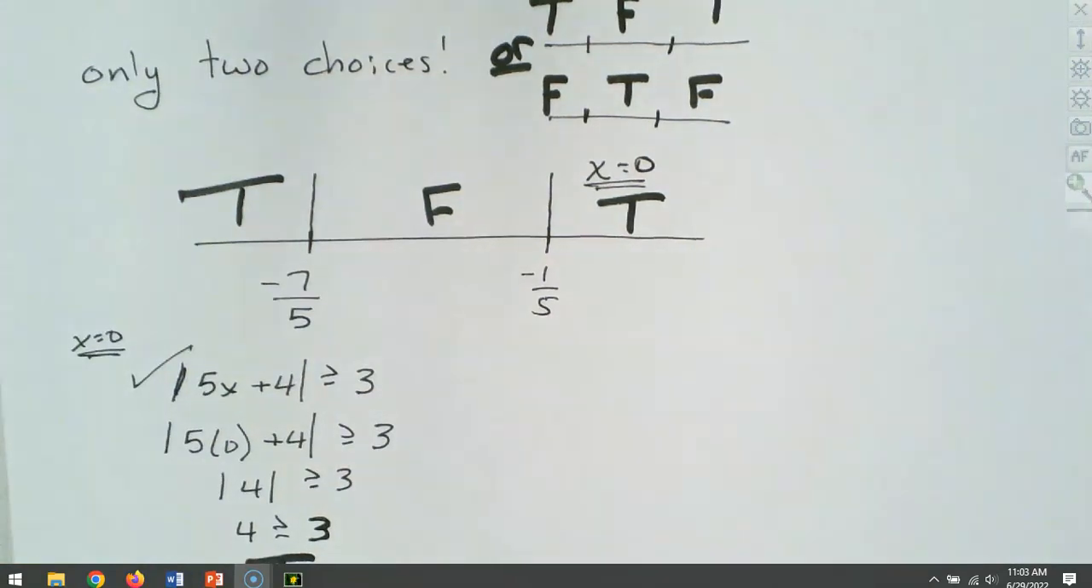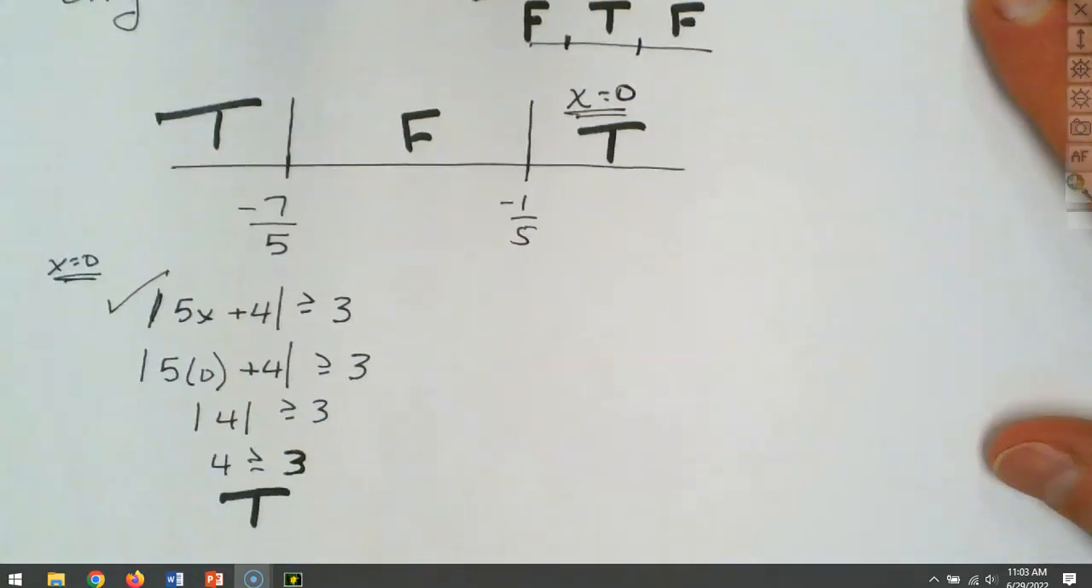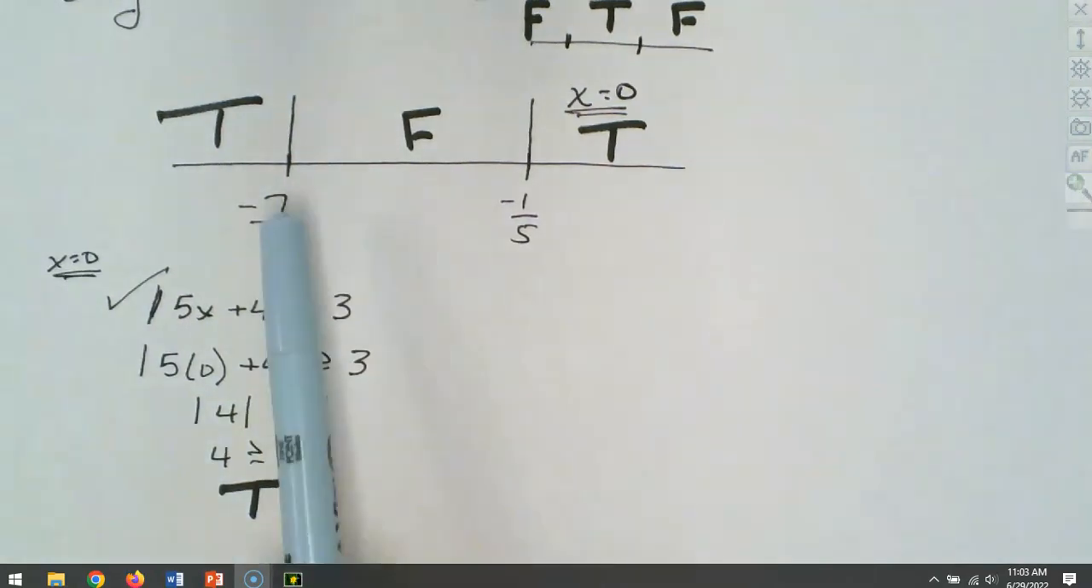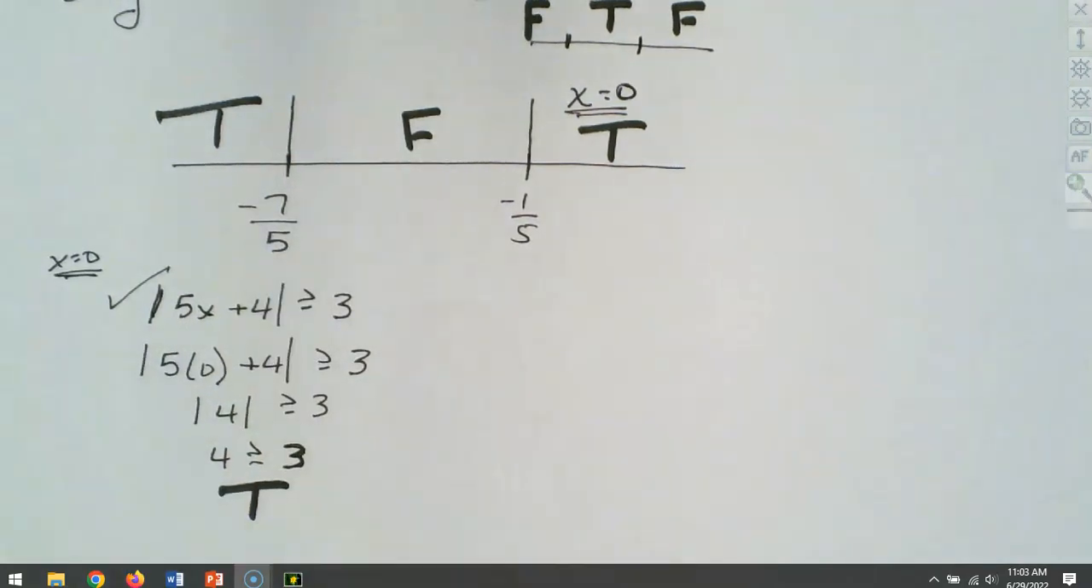We don't have to check any other regions. All we have to check is 0. That's it. Unless somehow you got 0 as one of the points, and then you'd pick a different number. But that very rarely happens. So we can use 0 because it's so simple to work with. And that came out to be true.